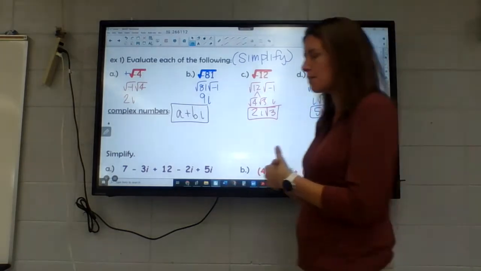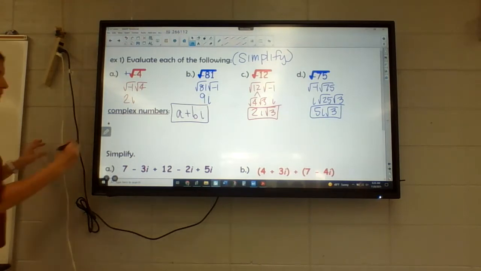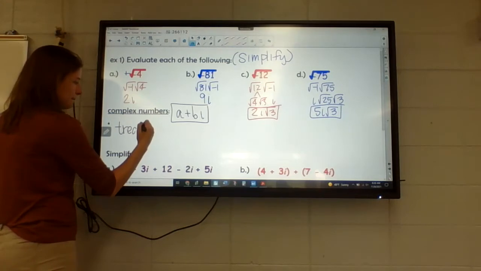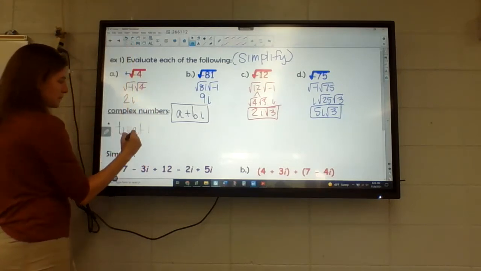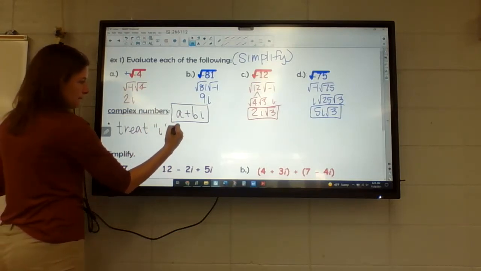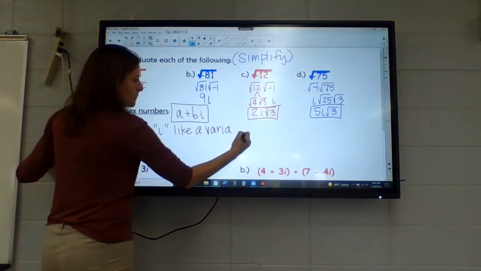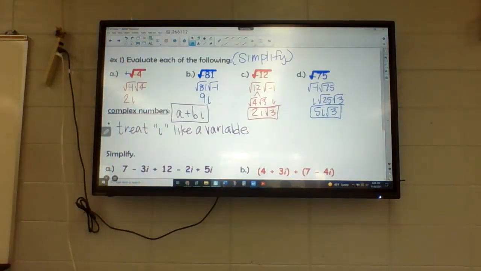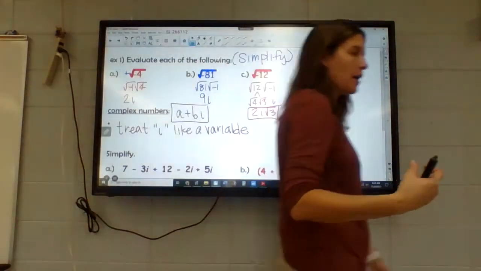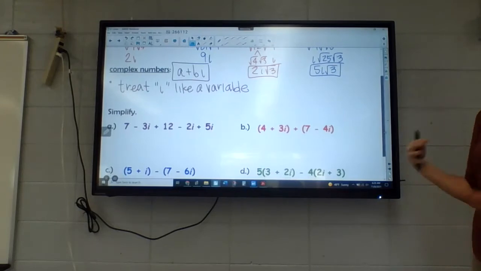It's considered a complex number. In most instances, we're going to treat i like a variable. So you combine like terms with it. We don't need to substitute the square root of -1 back in for it. We're fine leaving it as i for the most part. We'll talk about that in a second here. So if there are like terms, we're going to combine those. Nothing too difficult here.